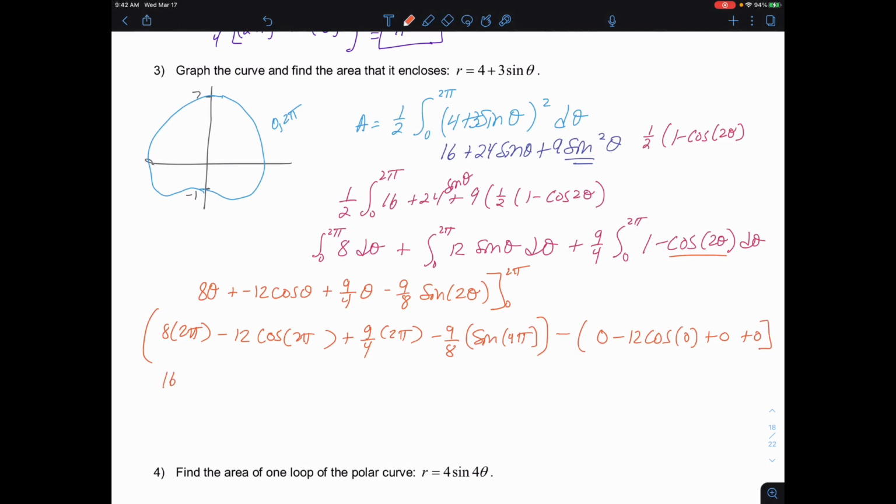So we have 16 pi. This is 1, so minus 12. Here it's plus 9 over 2 pi. That's 0, 0, and then I have another plus 12. So my 12s cancel out. So I have 16 pi plus 9 over 2. So if I did this over 2, that's 32 pi over 2. And if I add those, I'm going to have 41 over 2 pi.